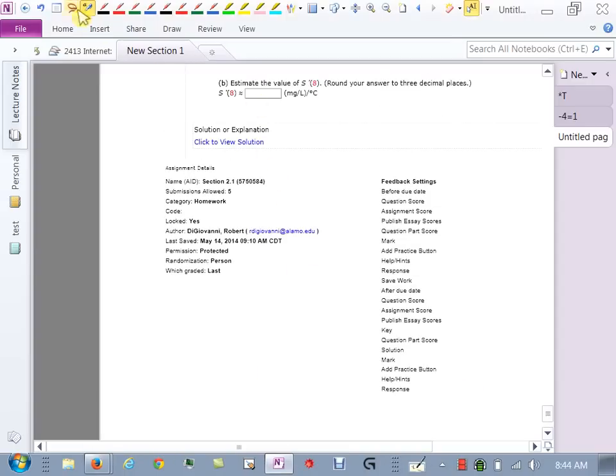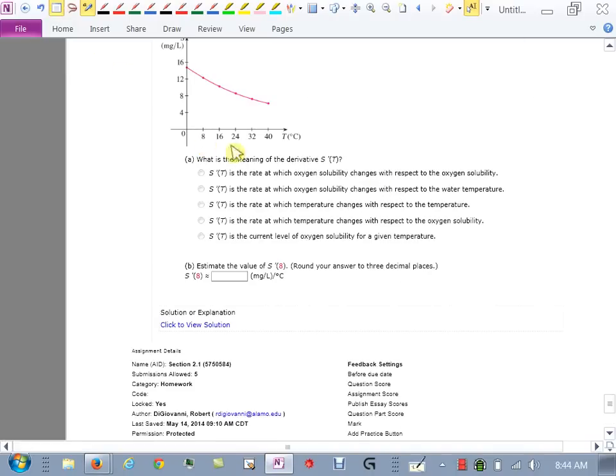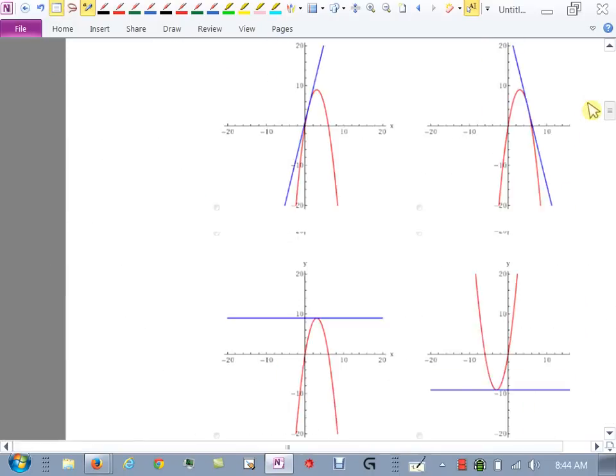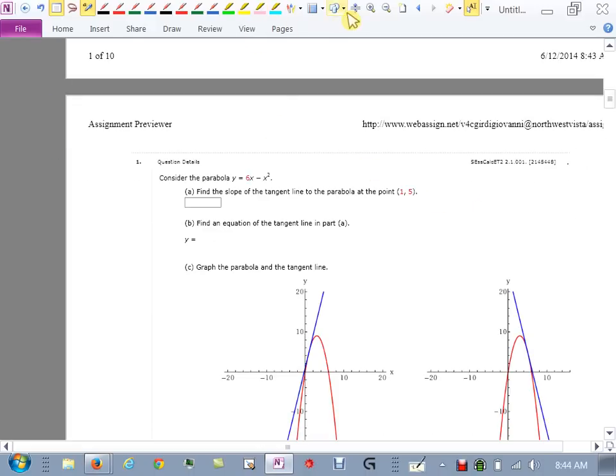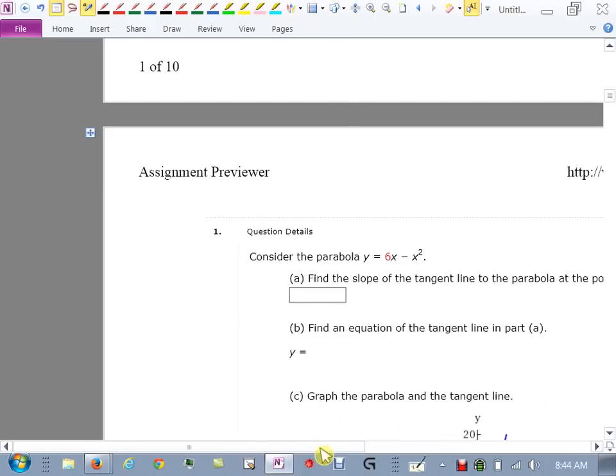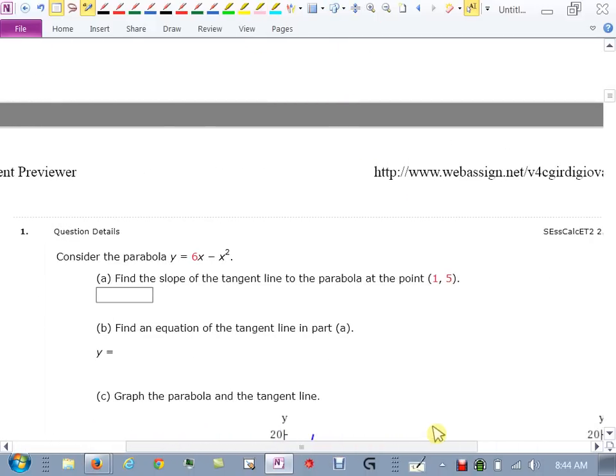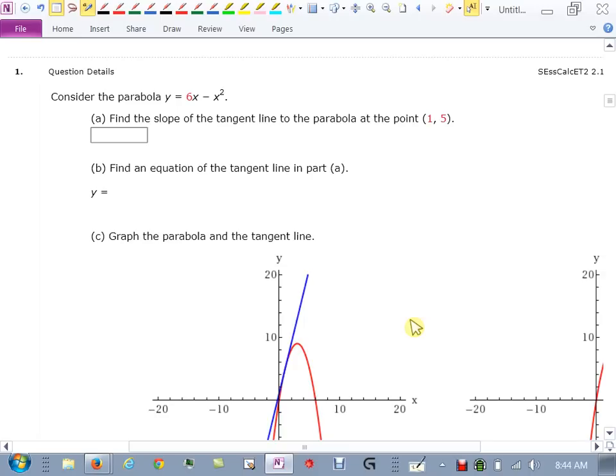Okay, we're going to now take a look at the homework assignment for 2.1. Let's see here, get this thing zoomed in a little bit. Okay, find the slope of the tangent line to the parabola at the point 1, 5.